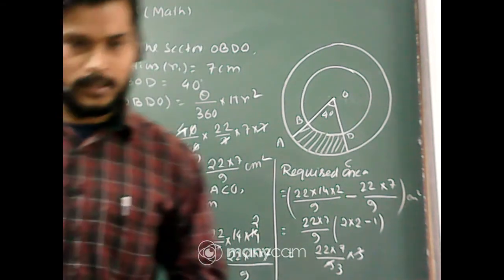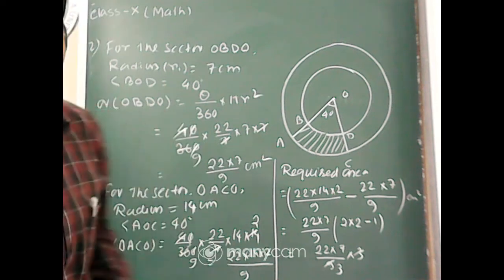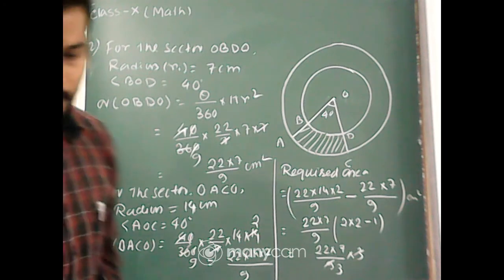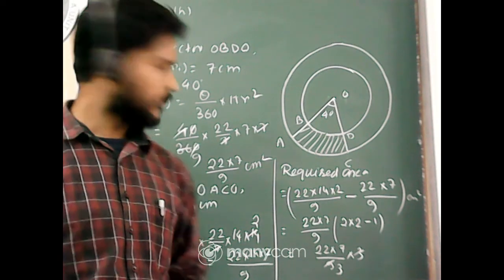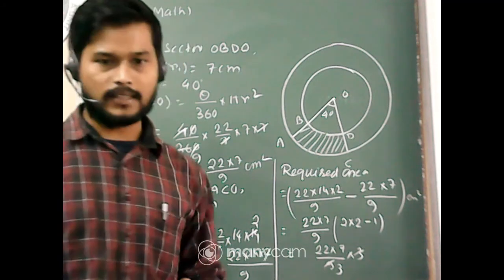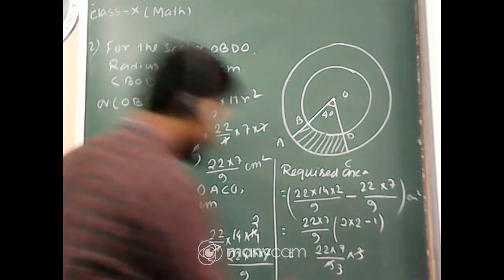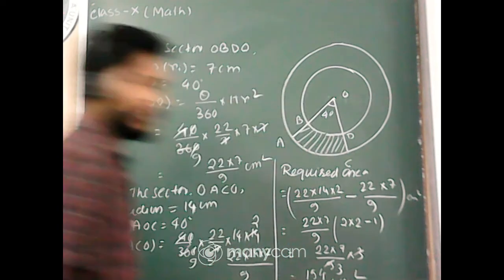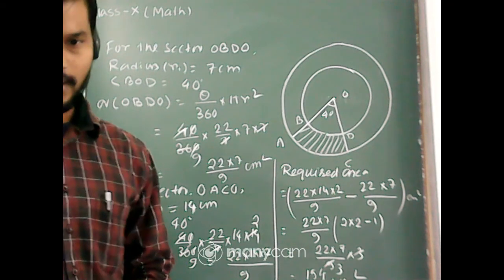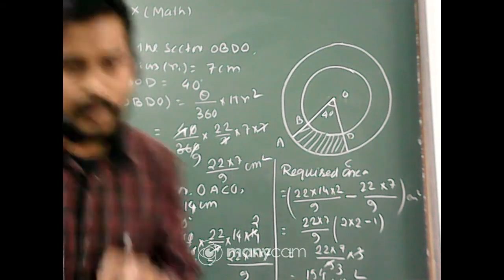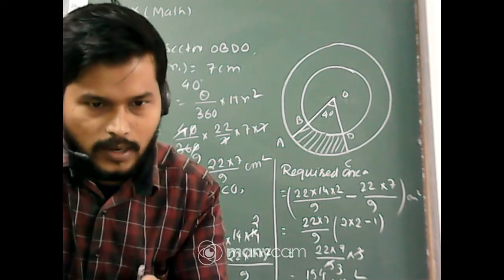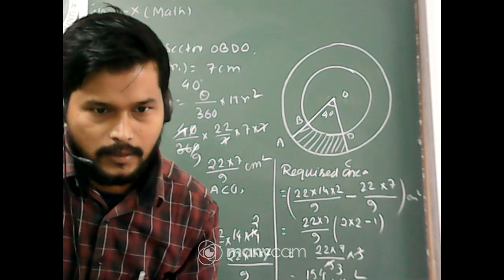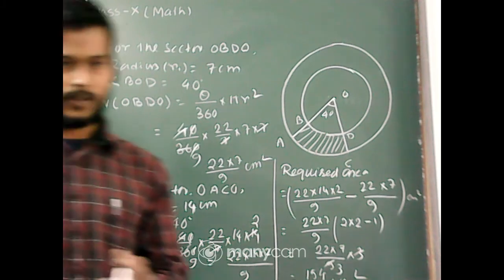Now you tell me what will be the result. What will be the answer? Multiply just 22 and 7. 154. Very good. 154 by 3 centimeter square is the required area. Completed. Yes, 51.33. You don't need to convert it into decimal. If you leave the answer as 154 by 3, this is enough. Okay, Shomadev? Yes, very good. Noreen also, 154 by 3.